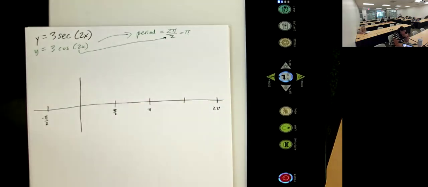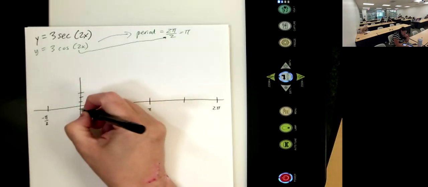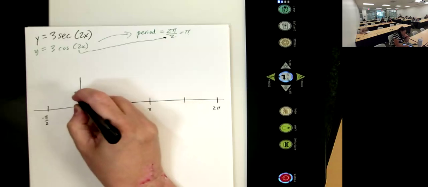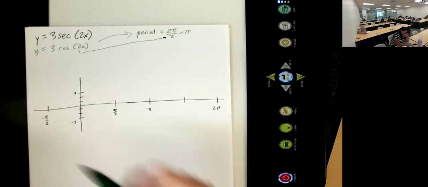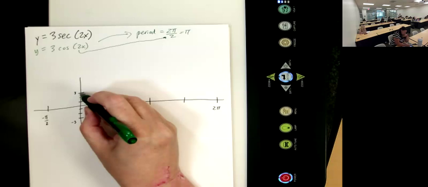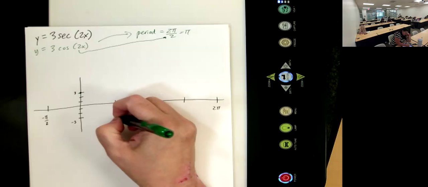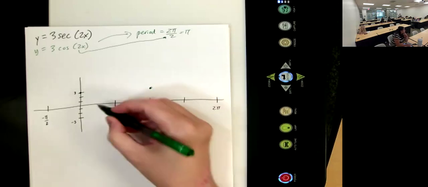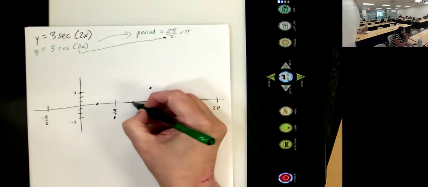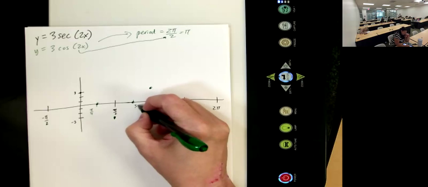Well, let's see. Cosine, I gotta put in my 1, not 1, but 3, and negative 3, our amplitude changed a little bit. So cosecant starts off high and goes down low at the halfway mark and is up high again when the period resets. And the period has zeros in between, so this looks like at the pi over 4 and 3 pi over 4 marks.